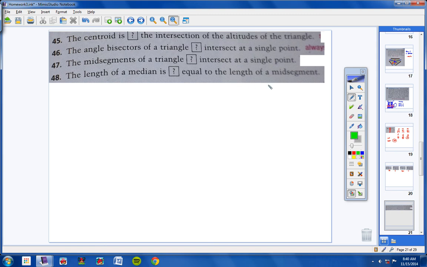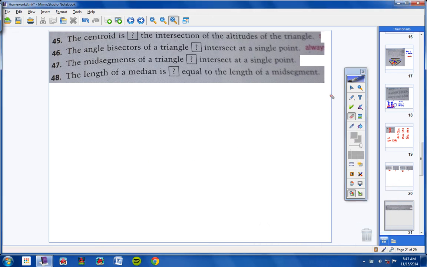Okay, number 48. The length of a median is equal to the length of a mid-segment. That's interesting. I've got to think about that for a second. I would say it does. I know for sure it doesn't have to be true, but I would think it's possible sometimes to be true. Yes. Let me try to think of an example for you.